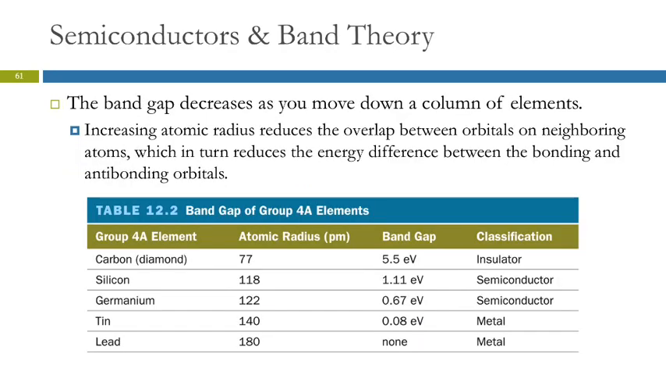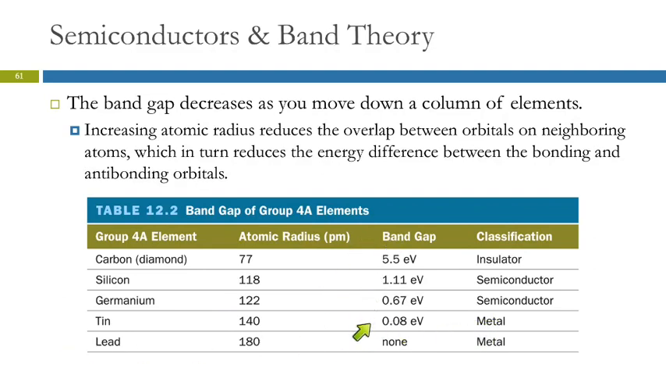If you go down a group of elements, such as the group 4A elements, carbon, silicon, germanium, tin, and lead, the band gap decreases and the conduction increases. This has to do with atomic radius. When we're talking about carbon here, we're talking about the diamond form of carbon. As the atomic radius increases, the overlap between the orbitals is not as efficient, and the energy difference decreases. So we see that lead and tin are metals and conduct electricity quite well.